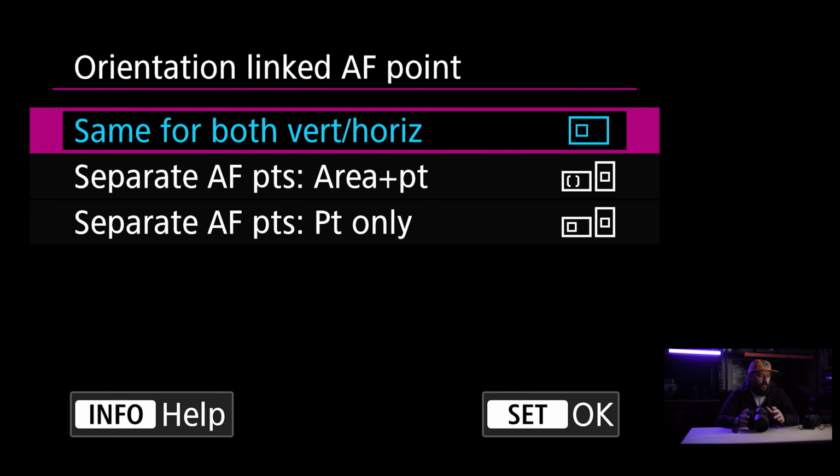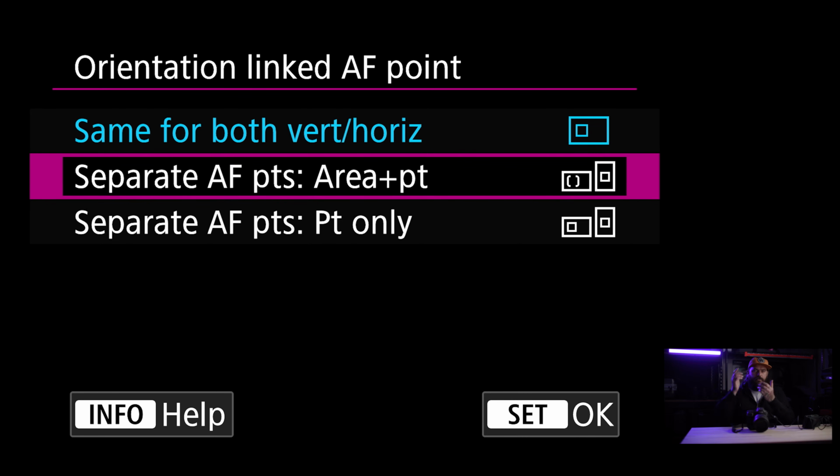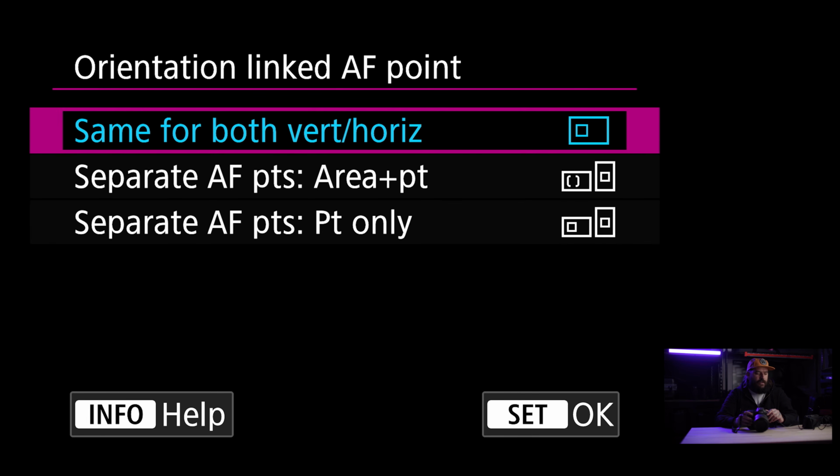Orientation linked autofocus point. I leave it for same for both vertical and horizontal. And you could change it so it would be different based on if you're using a camera vertically or horizontally. And then that could either be that if you use the middle one, then it can be a different whole setup. So maybe when you turn it vertical, you want it to be a spot focus, and then when you turn the camera horizontally, you want it to be expand. That would be the middle one. The bottom one would use the same autofocus setup, like grid or whatever, and then just the point would be different. I leave it the same for both. I've tried all of them. For me personally, leaving it the same works better for me.